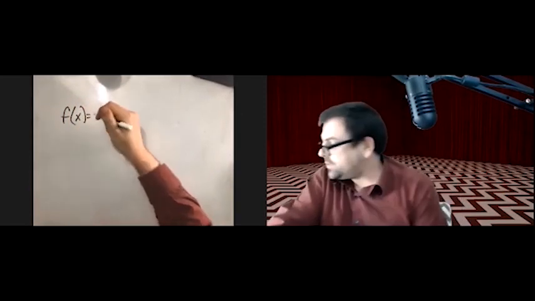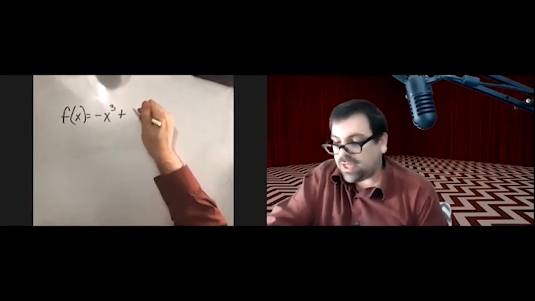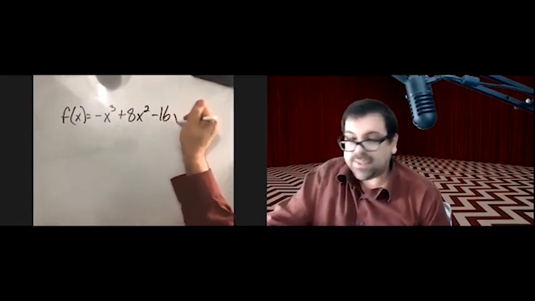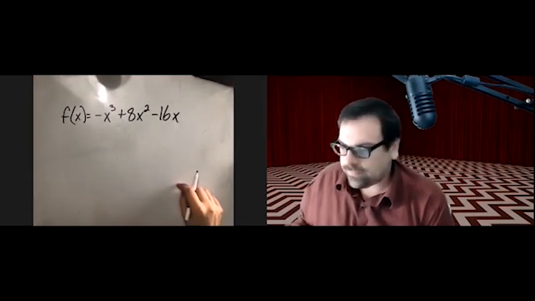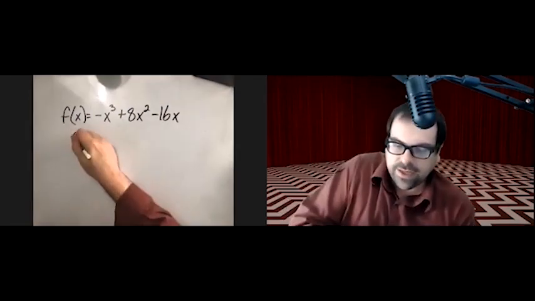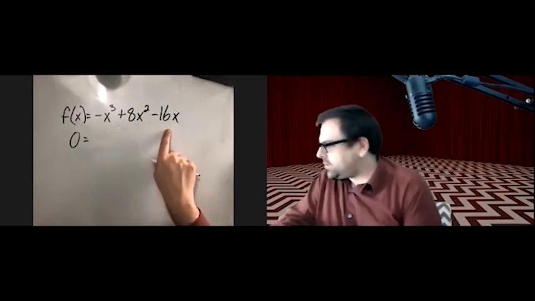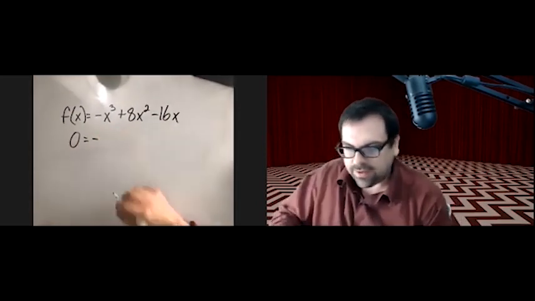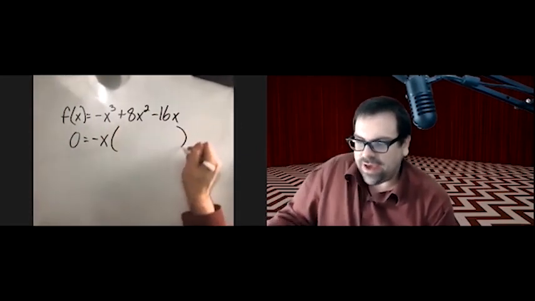f of x equals negative x cubed plus 8x squared minus 16x. First step, set the whole thing equal to 0. Factor. When the leading term is negative, we can always take out a negative. And we can take out an x. So we're factoring out negative x.